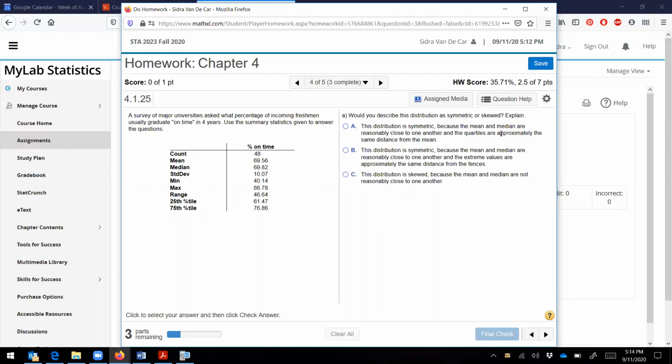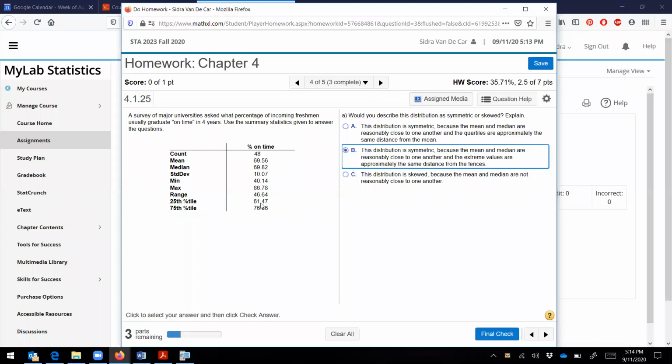Now the difference here is that this says the quartiles are approximately the same distance from the mean, versus the extreme values are approximately the same distance from the fences. Well, if I look at my quartiles, they're about the same distance from our mean and our median, but our extreme values, the min and the max, are not necessarily the same distance from the fences.